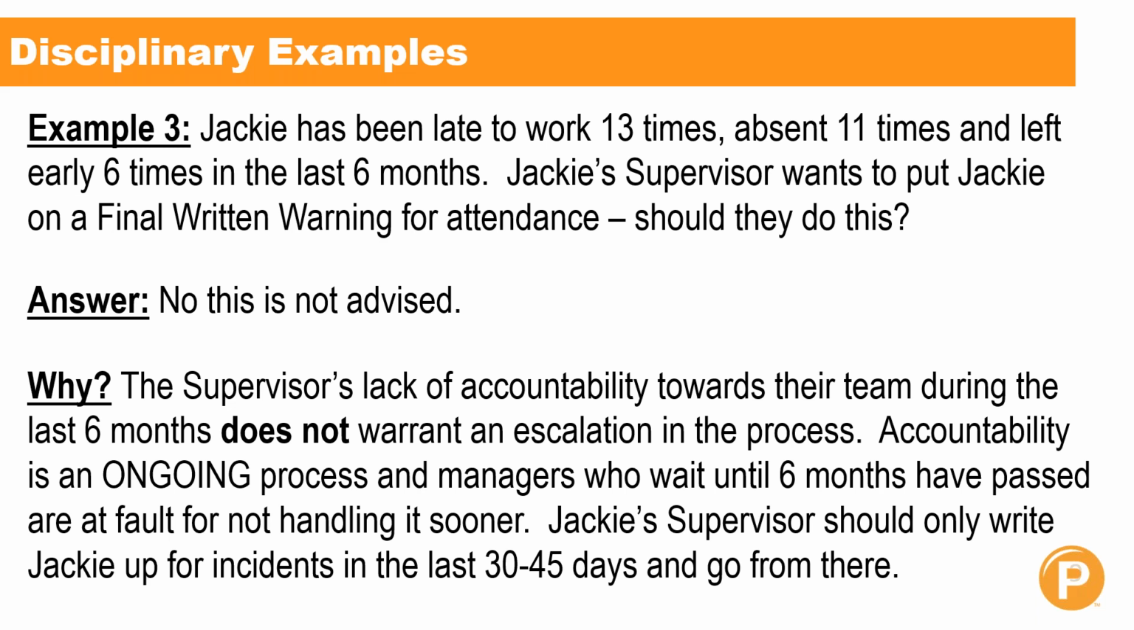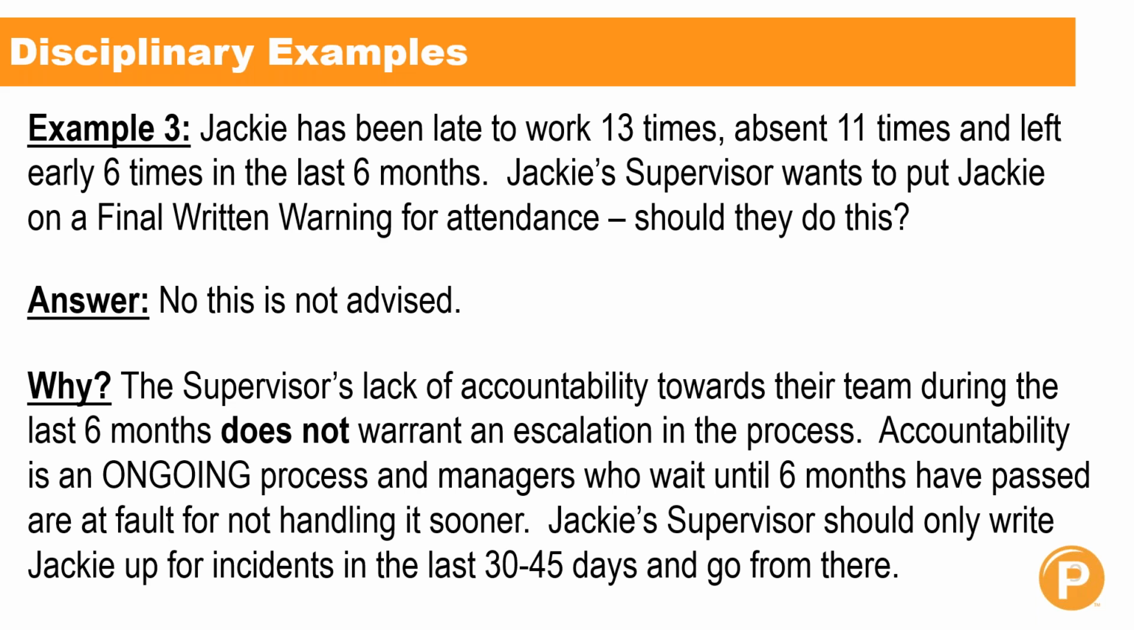So the main reason why this is the recommended answer is because a supervisor's lack of accountability toward their team during the last 6 months does not warrant an escalation in this process, because it's not the employee's fault that their manager has not held them accountable. Accountability needs to be an ongoing process, and managers who wait until 6 months have passed to address any issue, whether it's attendance or not, they're really the ones at fault for not handling it sooner.